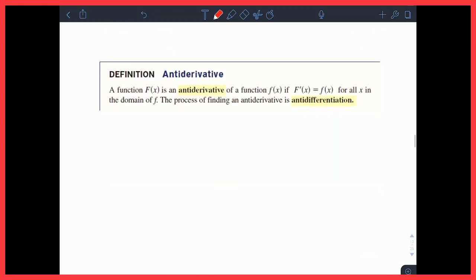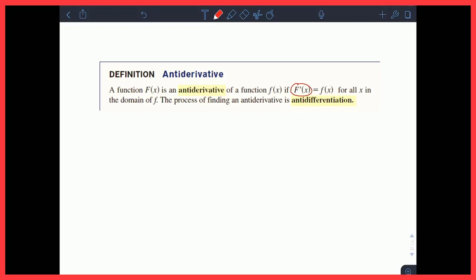And that's exactly what the antiderivative definition states. So a function capital F of x is an antiderivative of a function lowercase f of x if the derivative of the antiderivative, so this is a lot of notation in one, the derivative of the antiderivative, right, because capital F is the antiderivative, prime means I differentiated it, is equal to lowercase f of x for all x in the domain of f. The process of finding an antiderivative is known as antidifferentiation. You're basically working backwards. Think of it like this.